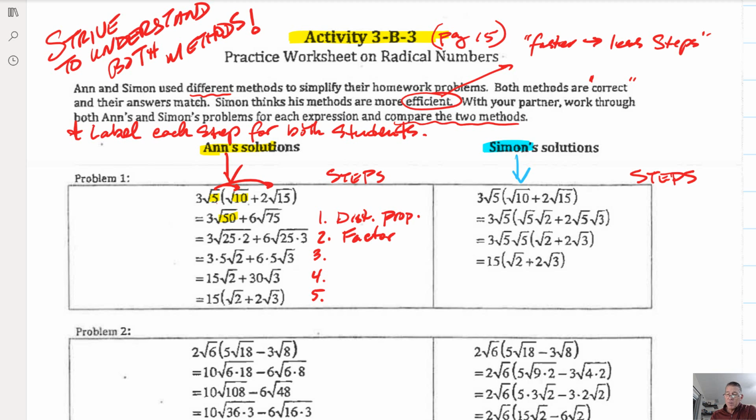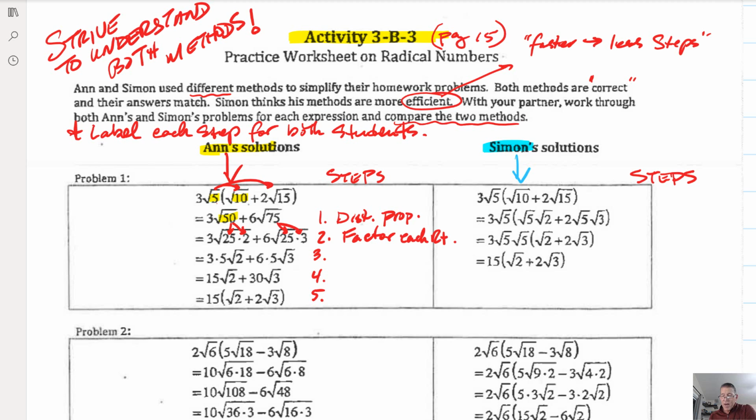Or you can say she split the root into its factors. In class, we say split the root, but we're talking about factoring the number. 50 is the same thing as 25 times 2. 75 is the same thing as 25 times 3. So what she's doing is she's factoring, people, okay? All right, so factor each root.